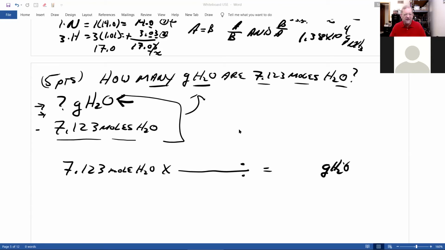Everybody done figuring out what goes on top and bottom of that ratio? Remember, I'm not asking you to figure out the numbers, just what goes on top and bottom.